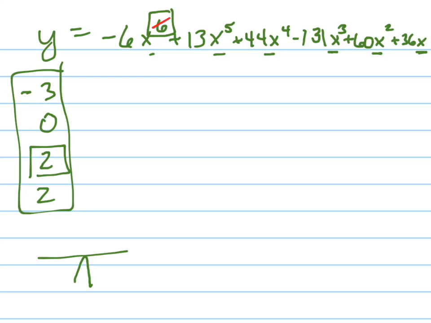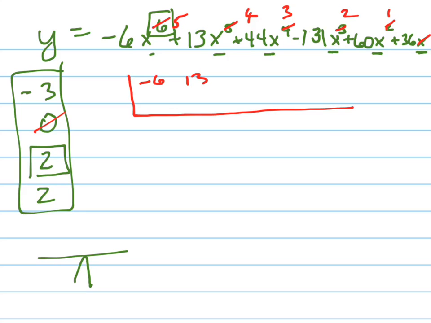First of all, let's divide out all the x's to take care of the first 0, which is 0. Because notice that if I factor out an x, I'll just have that. And so that took care of that one. Now let's use synthetic division: negative 6, 13, 44, negative 131, 60, 36. And I'm going to do it with whatever one seems easiest. I'm going to use the 2 first.